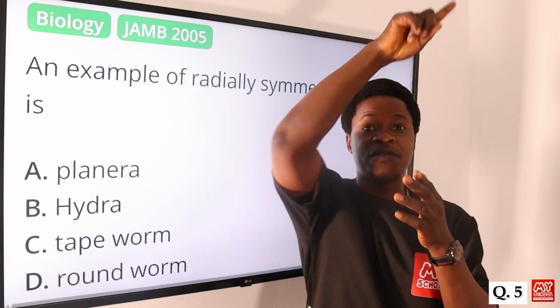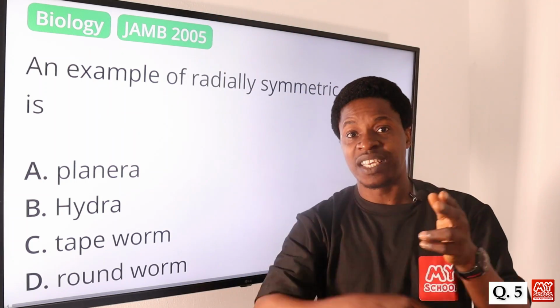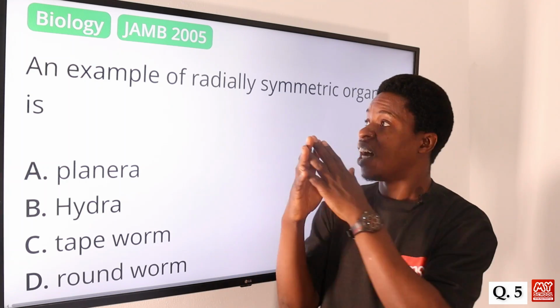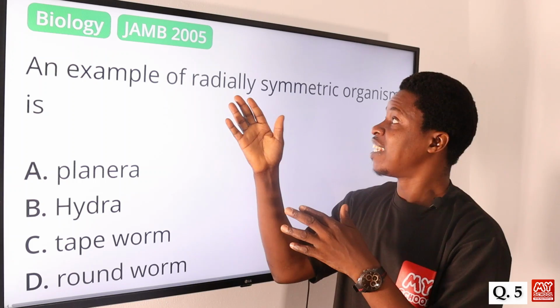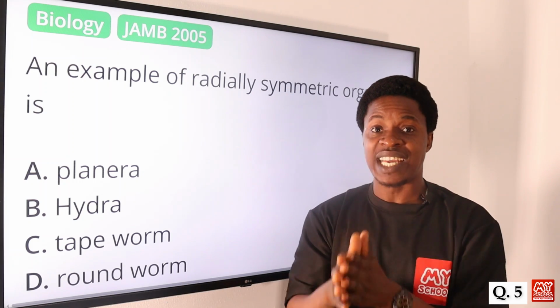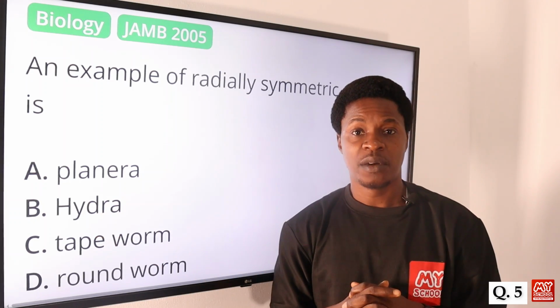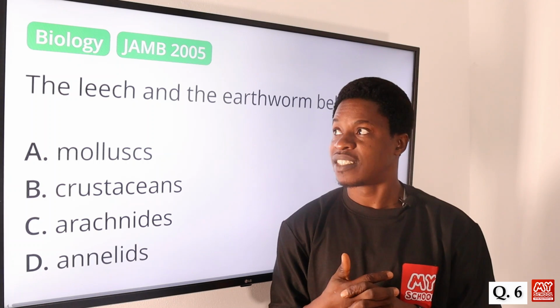From the center, you have different spokes like that around them. So that is how you can liken a radially symmetrical organism. The Hydra is one such organism. So among these options, the correct answer is option B, Hydra. Let's move on to question number 6.